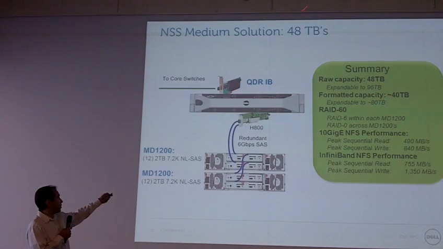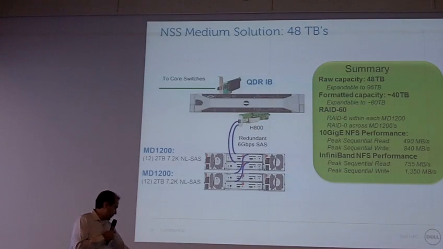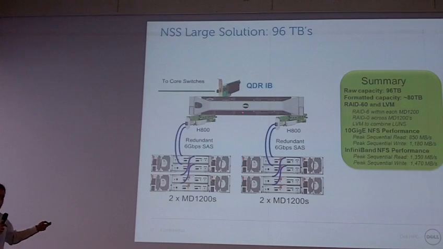And this is the 48 terabyte configuration. Basically, you add another MD1200. And the 96 terabyte configuration is we add another RAID card. Basically, you have two H800 cards. You have 4 arrays total. Each group of 2 has RAID 60, and then we aggregate them using LVM.